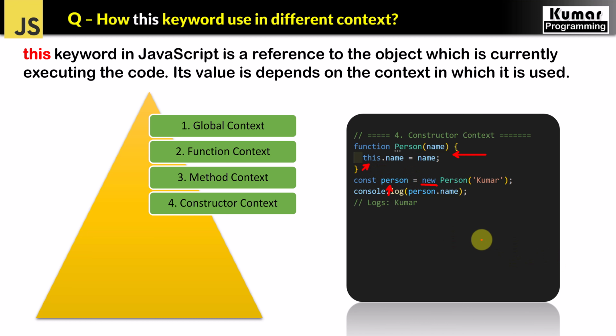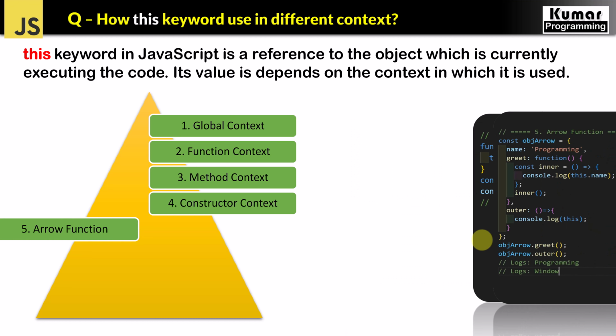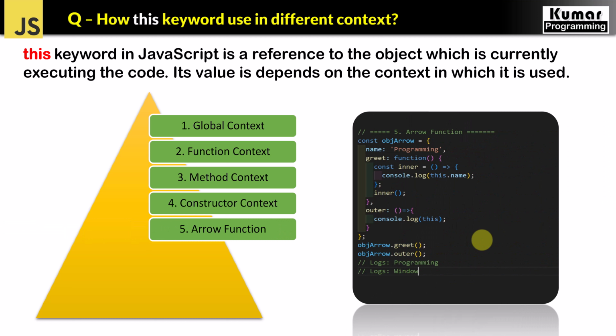Clear? Now let's move to the next context, which is arrow function. This is very important, and interviewers make people confused over here, so make the concept clear. Whenever we are using this keyword inside an arrow function, this is my arrow function, and inside the arrow function I'm using my this keyword, so it's always going to return a window, or global object in case of Node.js.